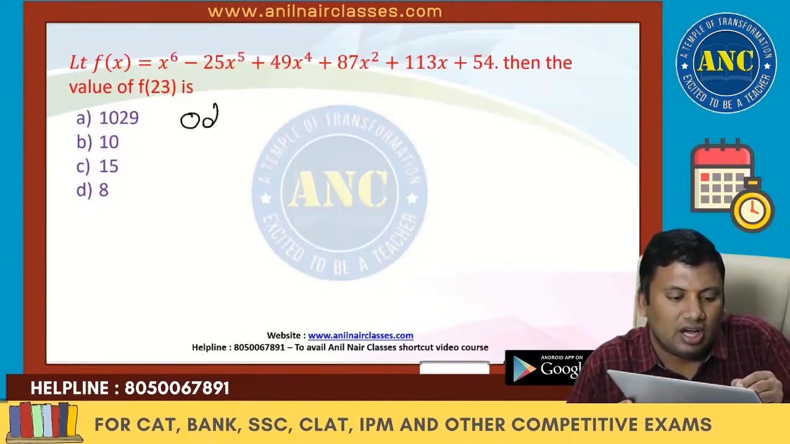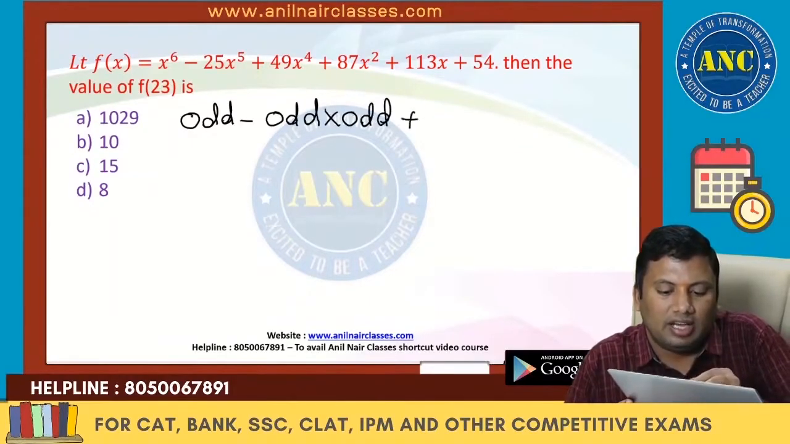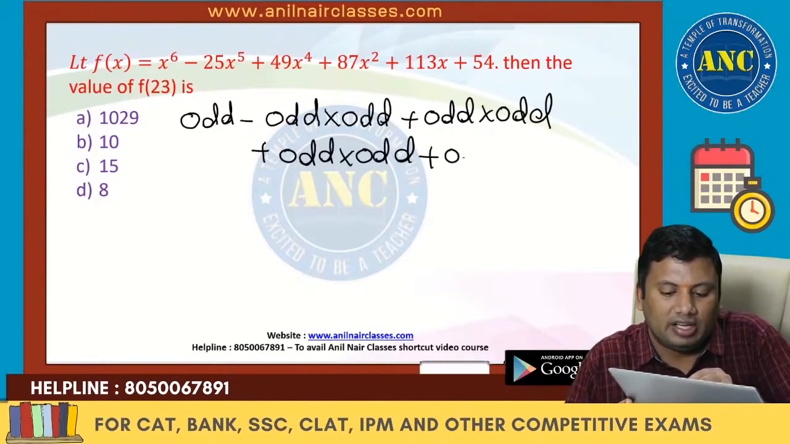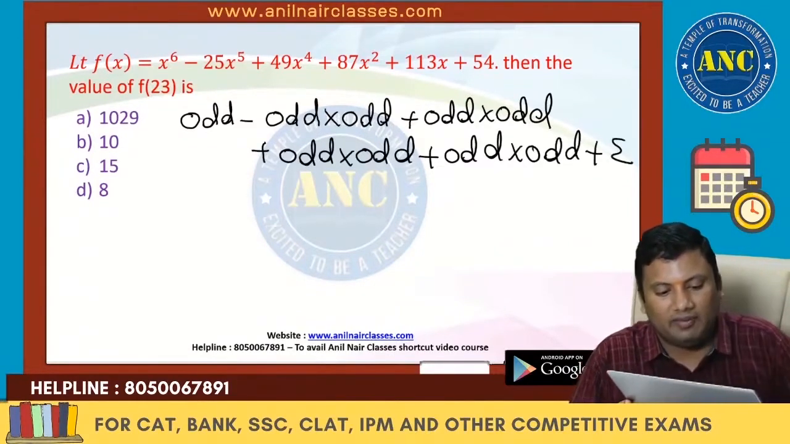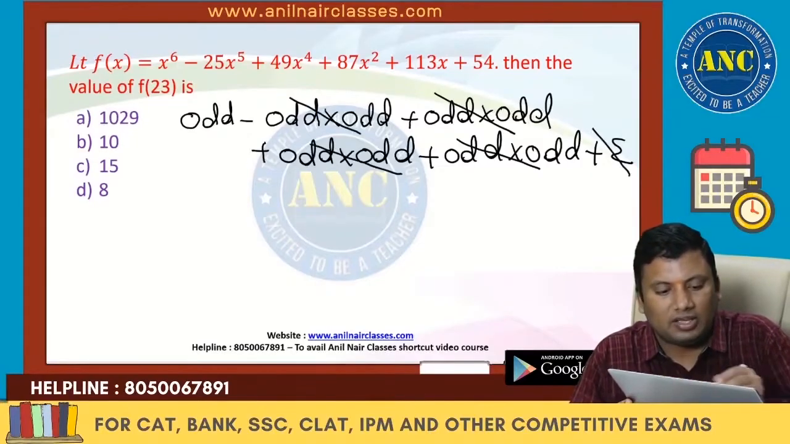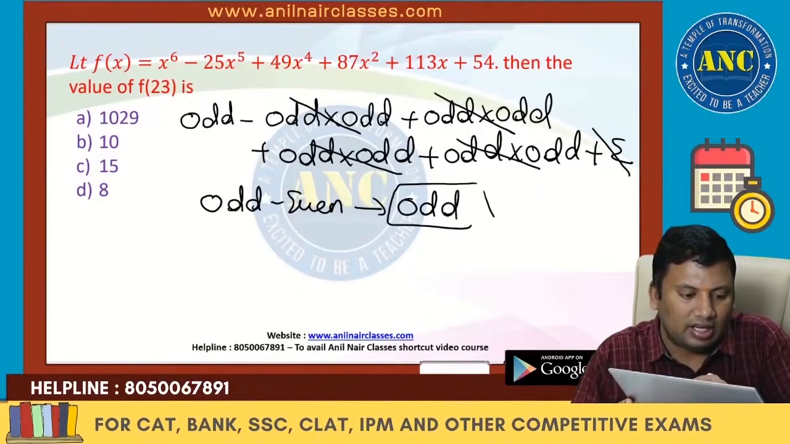23 is odd. Odd power any number is odd. 25 is odd. Odd into any number is odd. 49 is odd. Odd into any number is odd. 87 is odd. 113 is odd. 54 is an even number. Odd plus odd is even. Plus even. Odd minus even is nothing but an odd number.